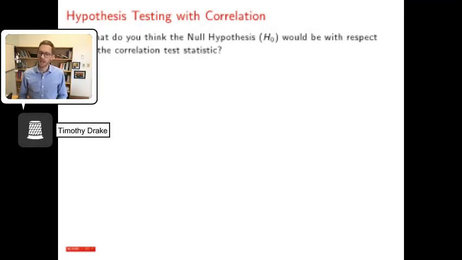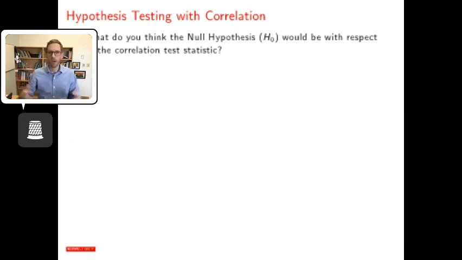Okay, so I didn't have the process slide. I know you all have it memorized at this point, but we are still going to do a hypothesis testing procedure with correlation. So remember, the first step is to establish our null hypothesis, which we'll test against, and then, of course, our alternative as well. So take a moment and think about, what do you think the null hypothesis would be with respect to the correlation statistic?